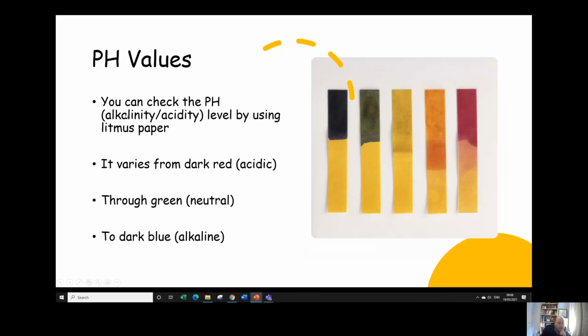You can check the pH level, how acidic or alkaline it is, by using litmus paper. If you dip litmus paper in and it starts to turn orange or red, then that means that the water will be acidic. Or if it starts to turn blue or purple, then it means that the water is alkaline. If you dip it in and it comes out green, then that means that the water is neutral. It's pH 7.